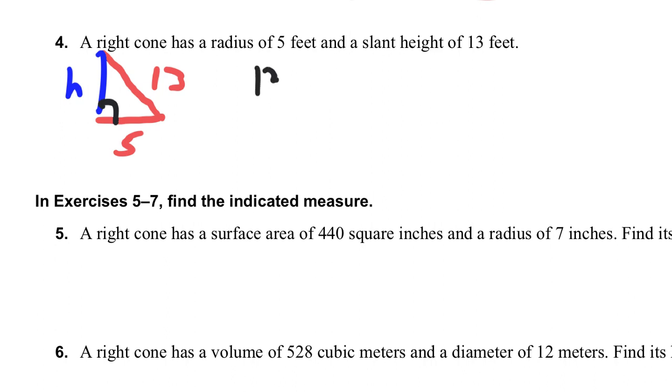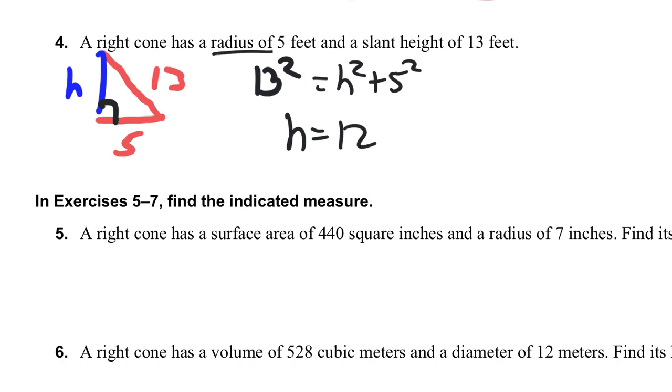So we have 13 squared equals h squared plus 5 squared. You solve using the Pythagorean theorem. You get that h is 12, and that is going to get paired with the radius of 5.